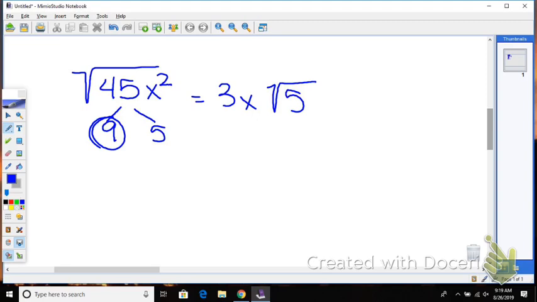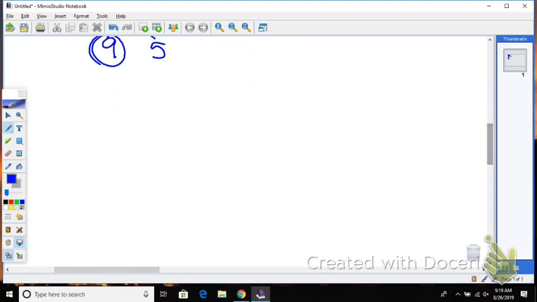Okay, so now we have the square root of 75. Actually, I'm going to change this one. I'm going to make it easier than the book has. Square root of 75 x squared. You guys do this one all on your own.